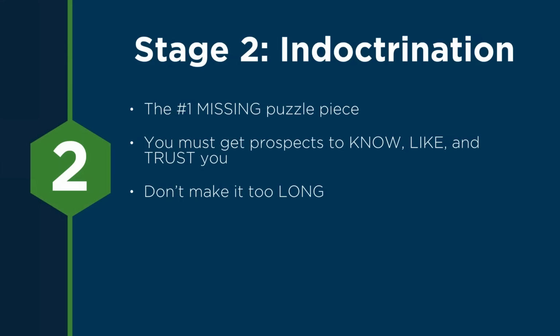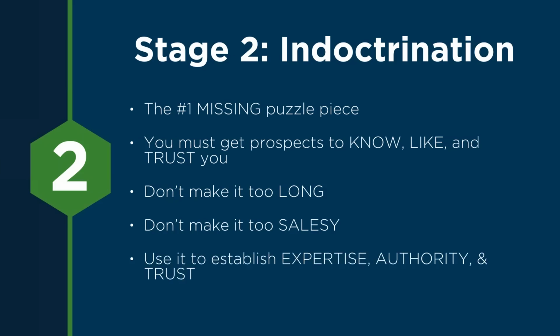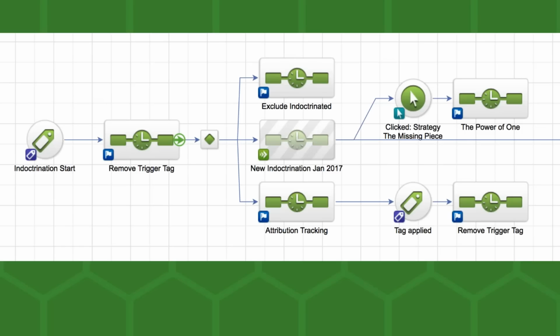You also want to make sure you don't make it too long and you don't make it too salesy. This is the dating process. It's a little bit of courting, right? It's get to know each other and feel it out before we go in for a bigger ask. And then you want to use it to establish expertise, authority, and trust. So what does indoctrination look like? Well, it's a super, super simple campaign.